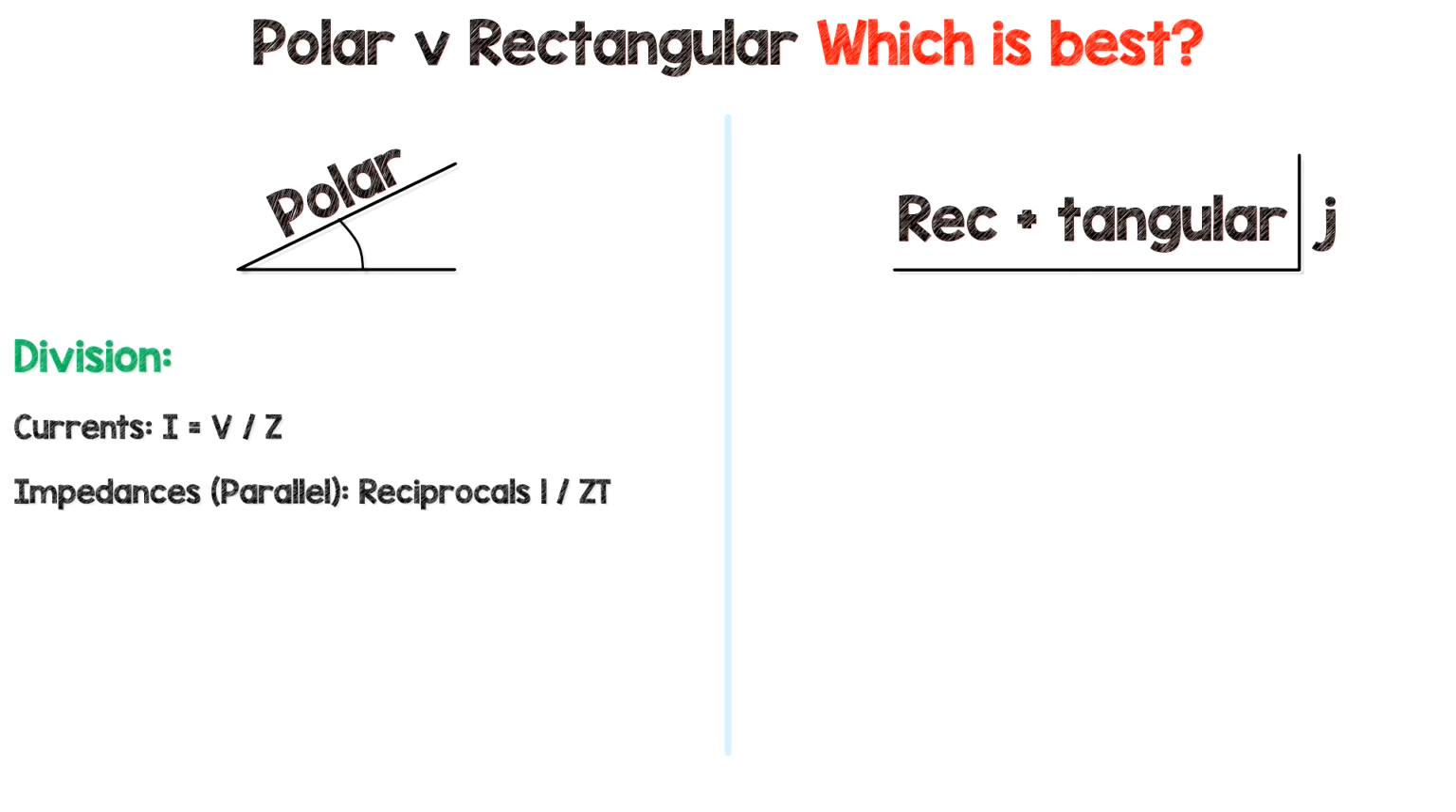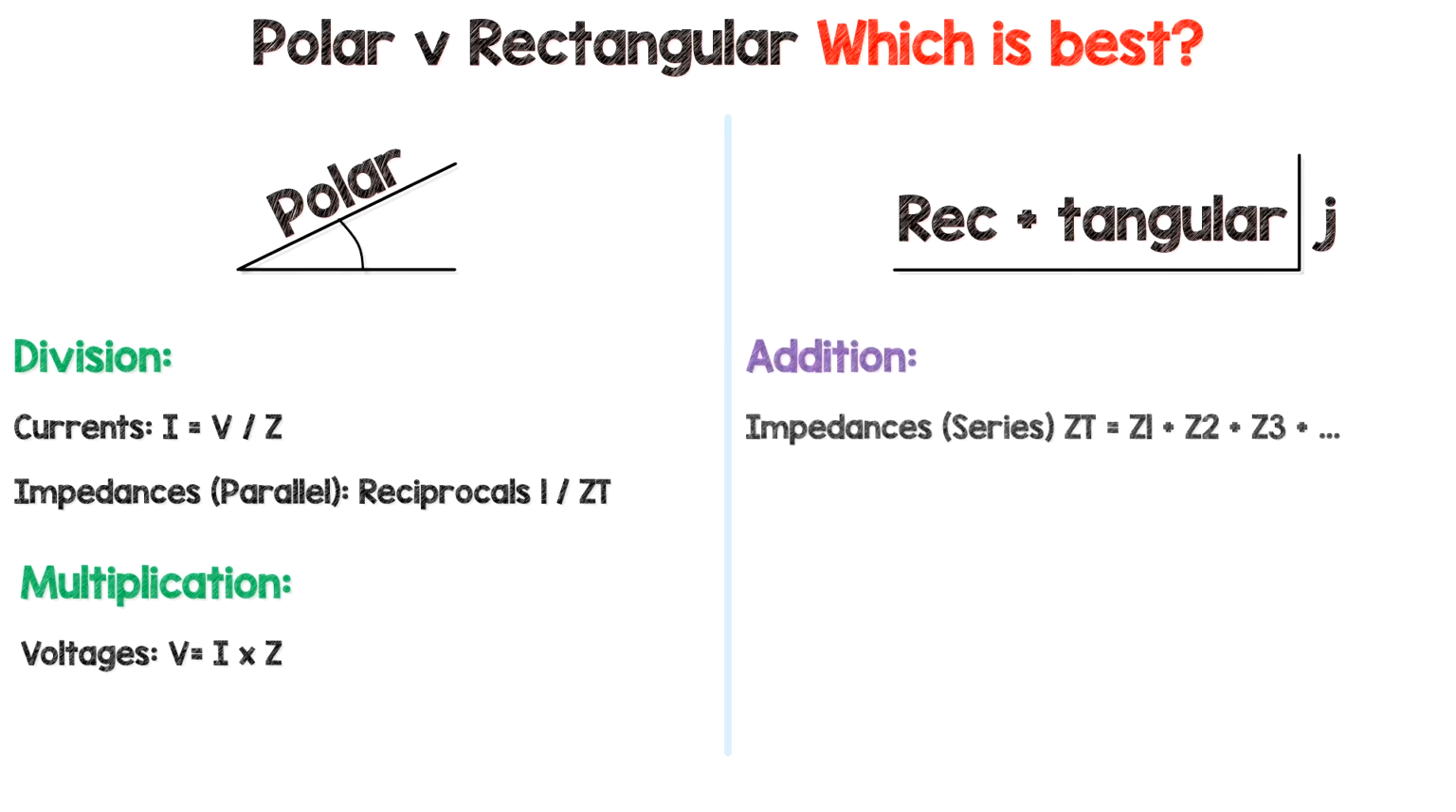Polar is really good for division, like currents, I is V over Z, or for finding reciprocals for parallel impedances. It's nice and quick and easy for division and multiplication. For polar multiplication, V equals IZ, Ohm's law, it's really good for that. And when we multiply two polar numbers, we multiply the amounts, or the moduli, and we add the arguments, or the angles. So it's the opposite of division, of course.